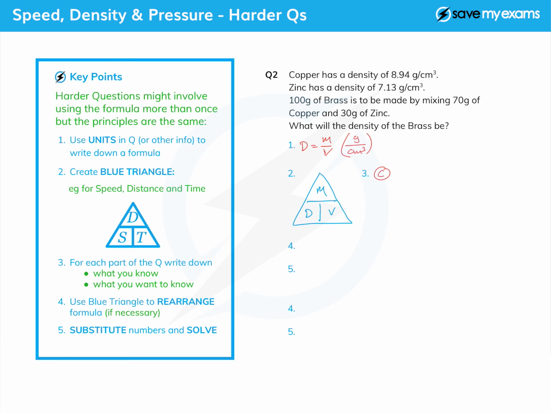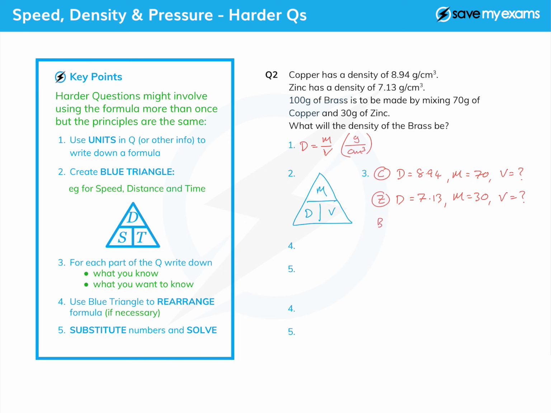So for copper, we know the density is 8.94. We know that the mass is 70. And what's the other thing? The volume, well, we don't know that. For zinc, we know that the density is 7.13. We know that the mass is 30 grams. And again, we don't know the volume.